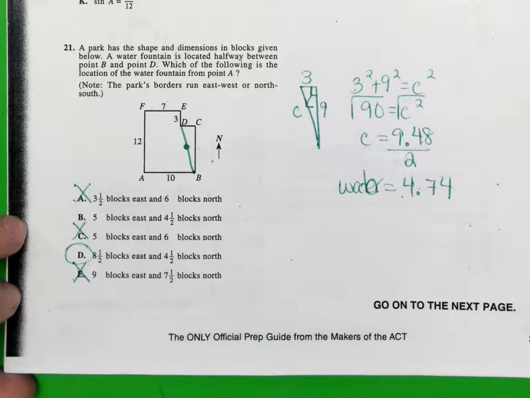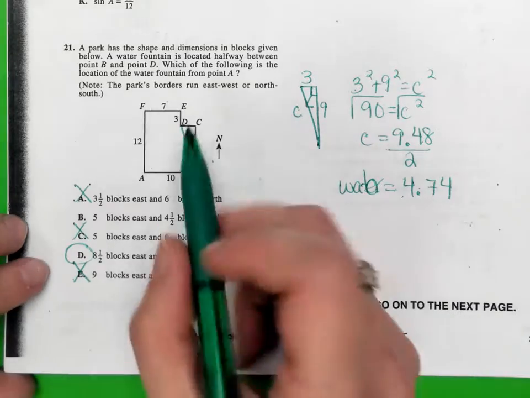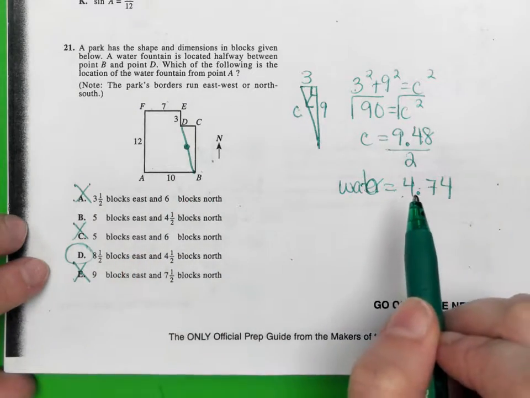Because you don't always have to do all of your math if you can find one that's pretty darn close to what you need to do. Does that make sense to everybody? Okay, let's go on to 22. Do we need to do 22?